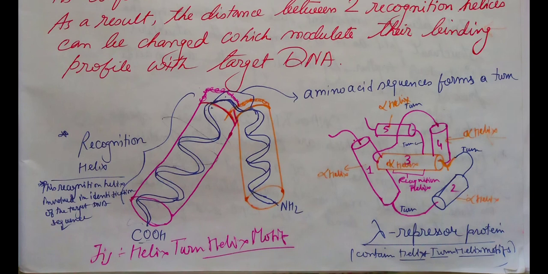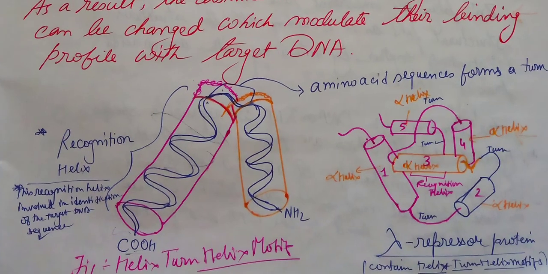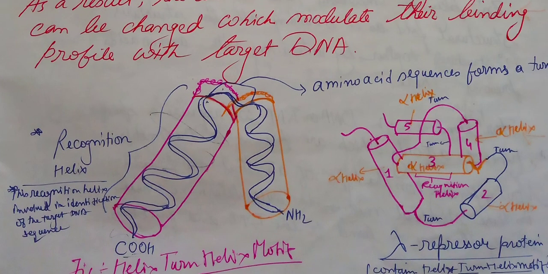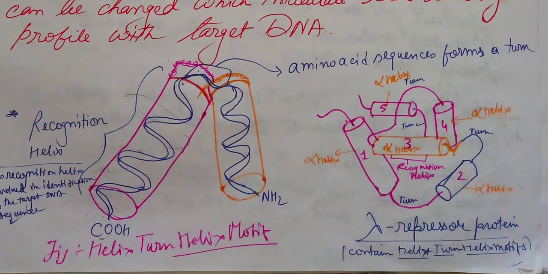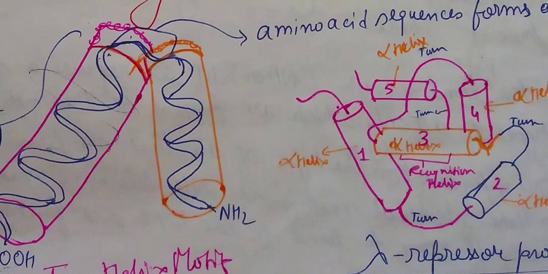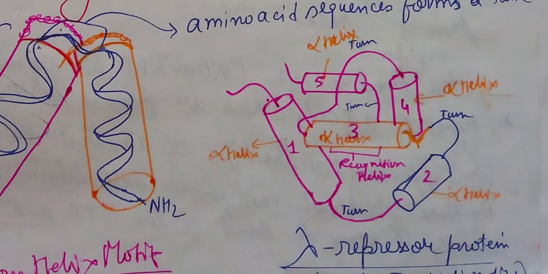See the figure now, at last. You can see a recognition helix which can interact with the DNA sequence. There is also another helix, but sometimes more than one helix can be observed, as shown in the lambda repressor protein. You can see in this lambda repressor protein that alpha helix 3 is acting as the recognition helix.